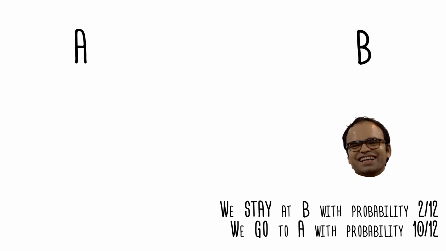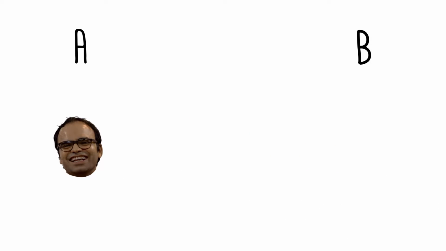If you are at state A, then we stay at state A with probability 10 by 12, or we go to B with probability 2 by 12. If we are at state B, on the other hand, then we stay at B with probability 2 by 12 and go to A with probability 10 by 12. We run this experiment for a long time and observe the fraction of times we are in state A or the fraction of times we are in state B. These fractions are the scores of A and B respectively.